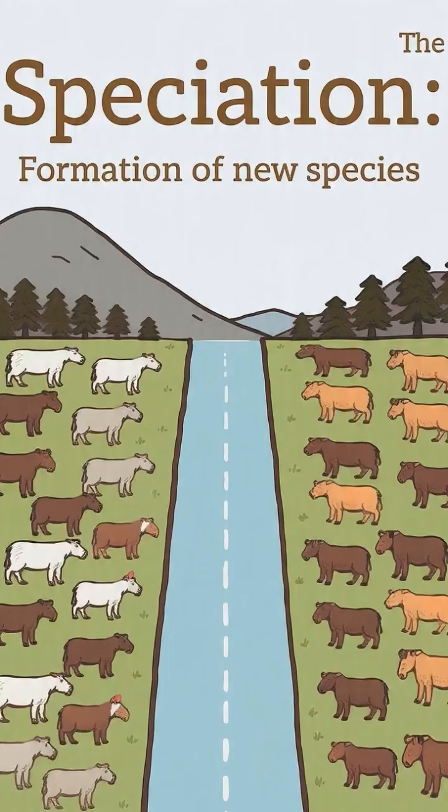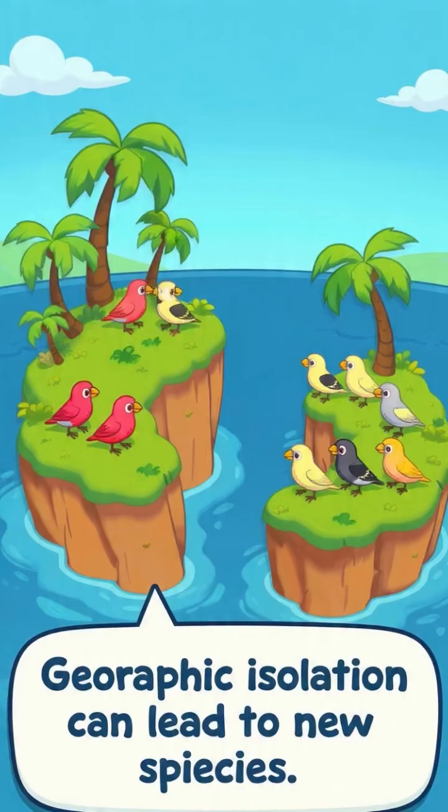Speciation and extinction. Populations separated by a geographic barrier evolve independently. This isolation can lead to the formation of new species. Finches on different islands developed distinct traits. Geographic isolation drives divergence in morphology and behavior.